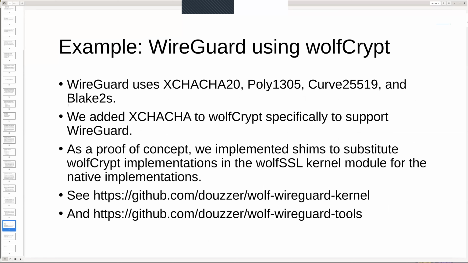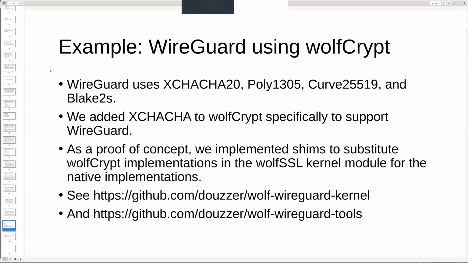One of the proof of concepts that we did years ago for the kernel mode build of the wolfSSL library is WireGuard. So WireGuard is a Linux native VPN. It's a very lean and mean native implementation of VPNs. It has a user side and a kernel side, as do all VPNs.